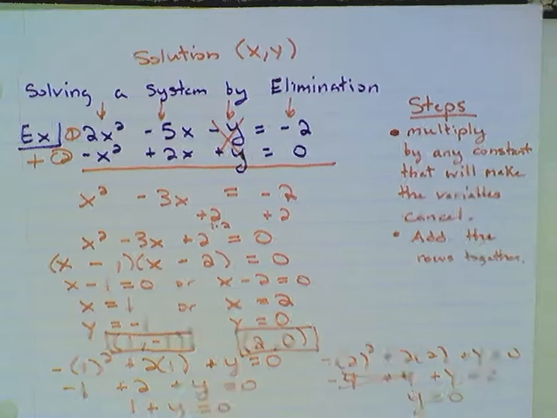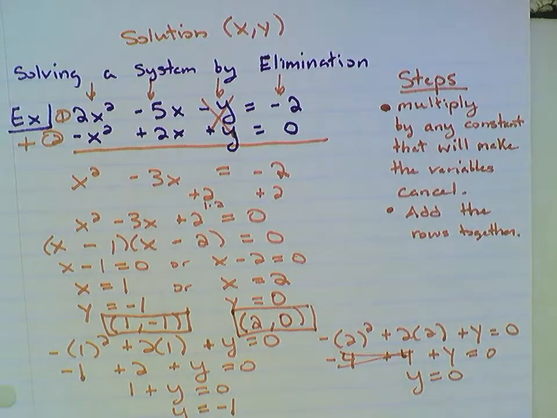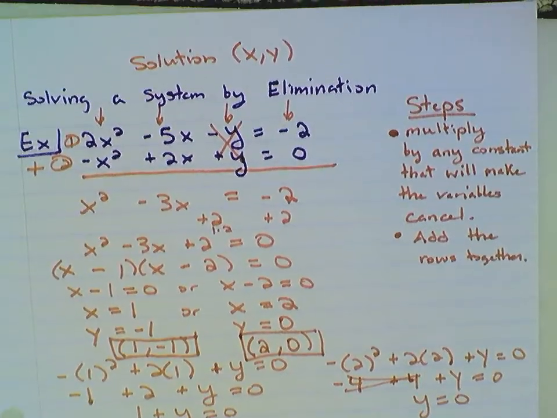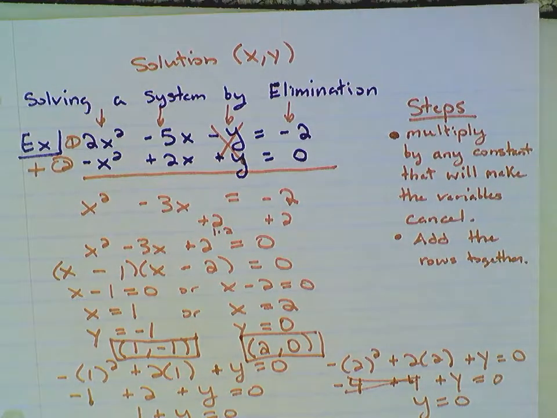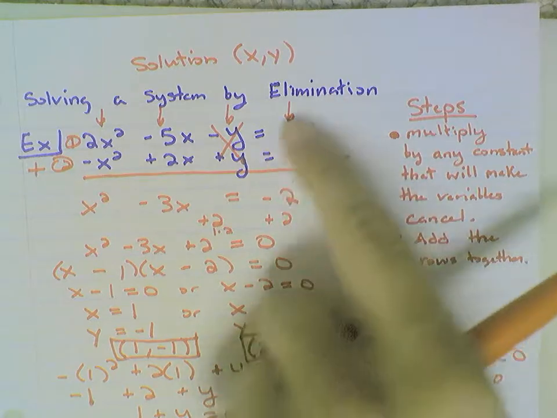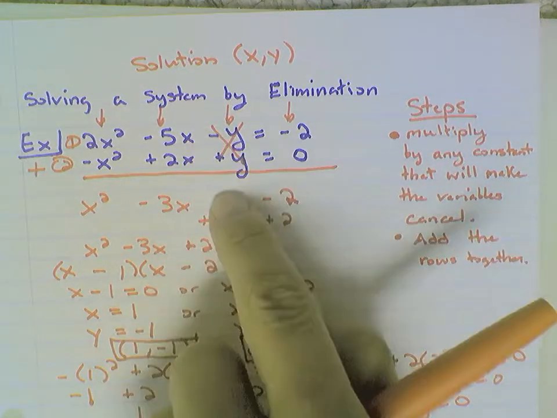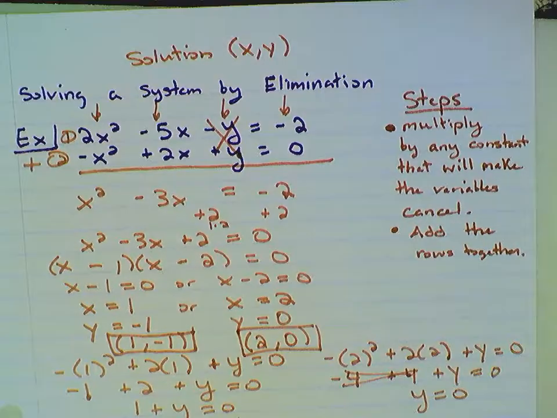So just some things to remember here. Anytime you solve a system, your solution is going to be an xy point. And anytime we're using elimination, our goal is to add the two rows together to get one of the variables to cancel.